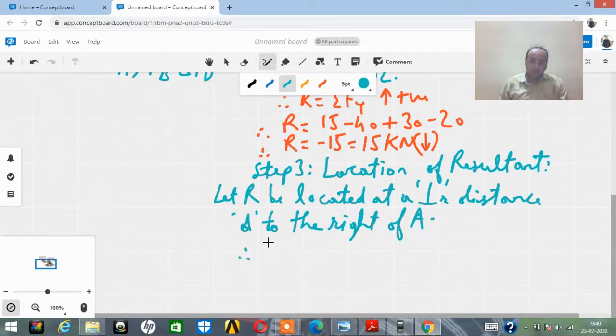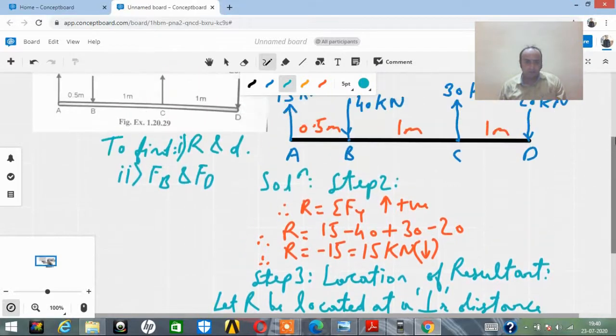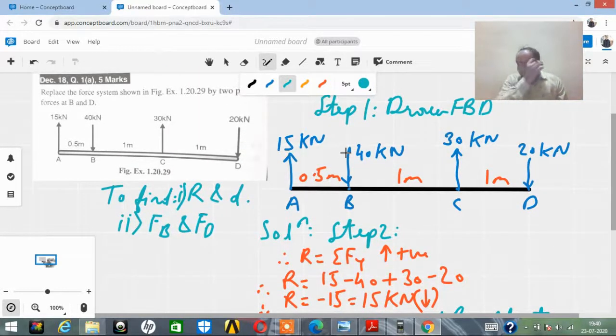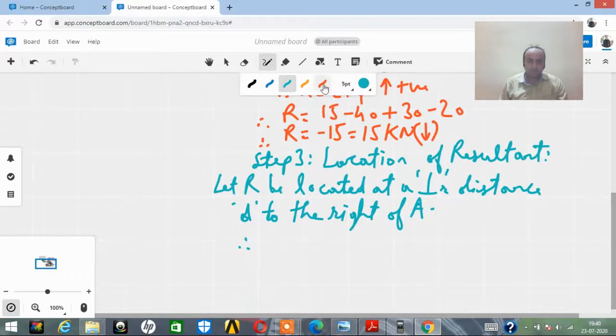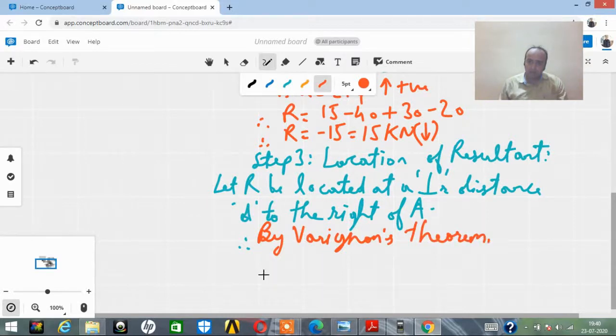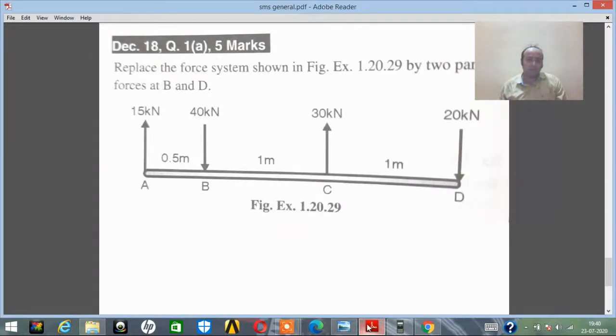Therefore, if I see the figure again, it will be simpler for me to just apply Varignon's theorem. So what does Varignon's theorem state, my dear friends? By Varignon's theorem, summation of moment of forces about a point is equal to moment of resultant about the same point in the system, acting in clockwise sense as positive. If I see the question's diagram, 15 won't be considered as 15 is acting at A. 40, 30 and 20 will be considered.